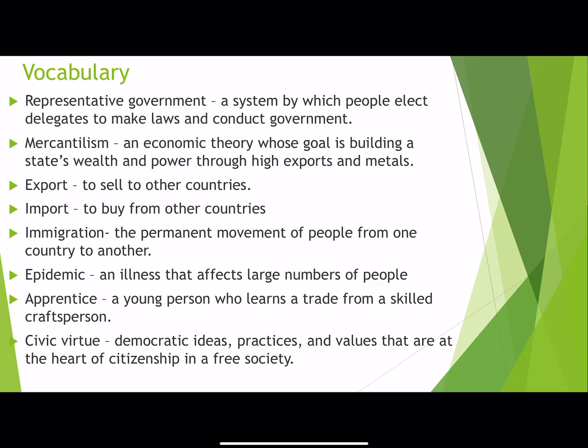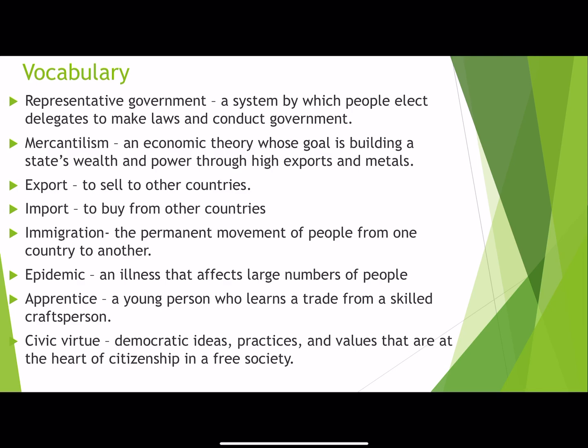And then apprentice, a young person who learns a trade from a skilled craftsperson. So basically, if I had a special skill, like let's say I could weld really well, and I was the adult, and one of you were interested in learning how to weld, you would learn from me, and you would be my apprentice. I would teach you how to weld, and you would apprentice as a welder. So it's really learning a job, okay?